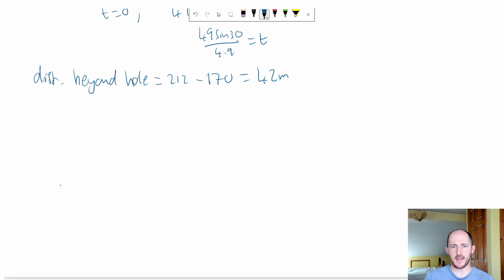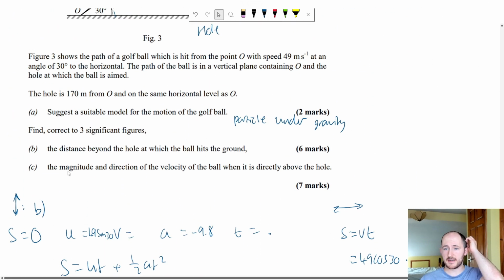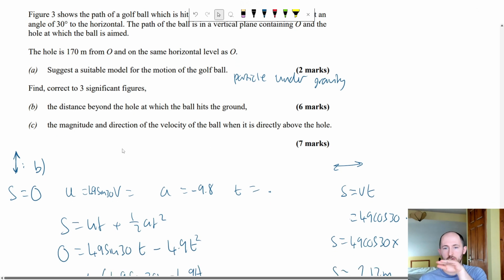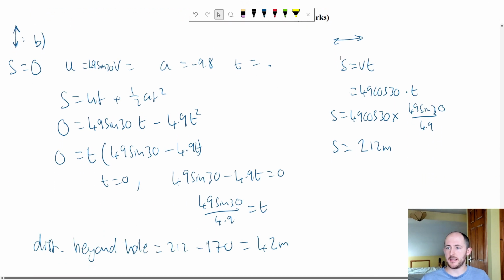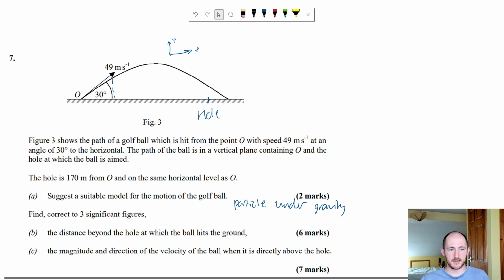Then part C is an interesting one. Part C is a very interesting one. The magnitude and direction of the velocity of the ball when it is directly above the hole. So, when it's directly above the hole, that means the horizontal displacement is going to be equal to 170 meters. So we need to work that out quickly.